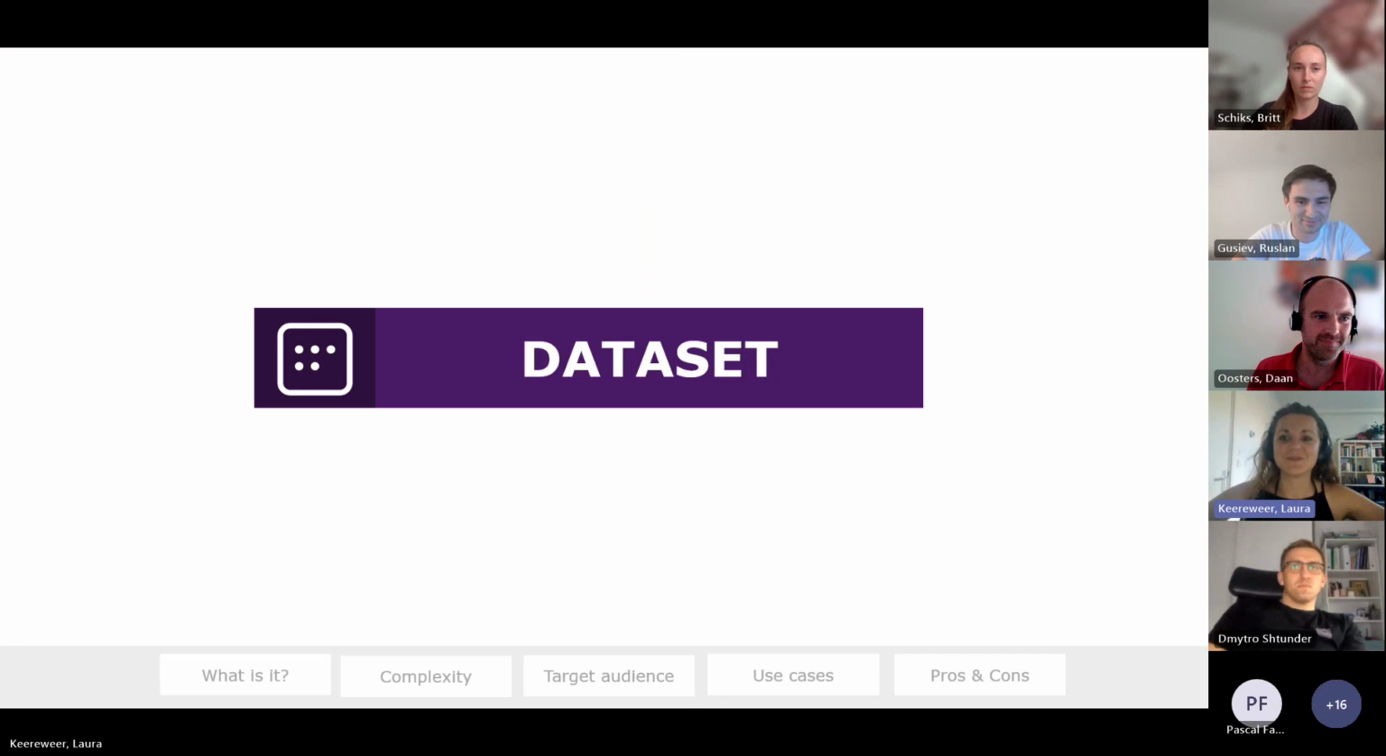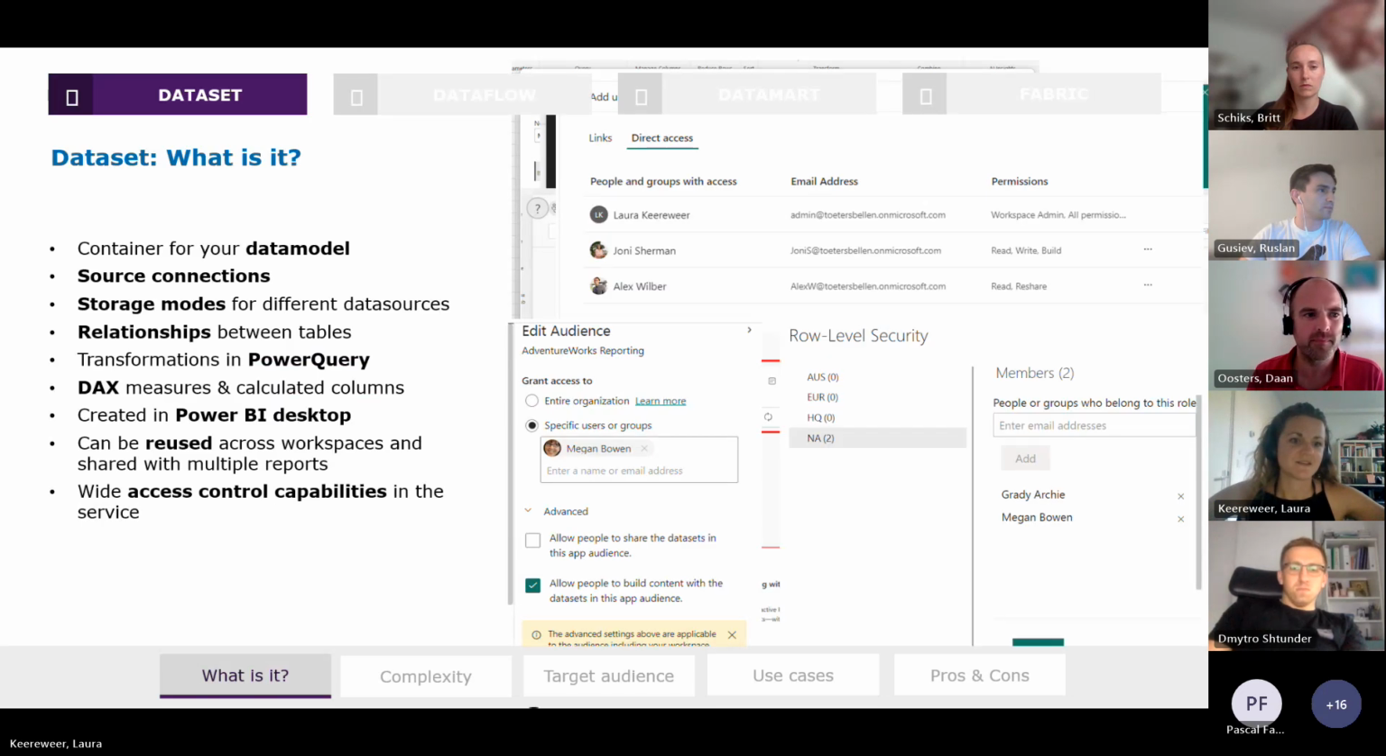Okay, well, let's just step to the data set. So I'm here to present the most familiar data preparation tool in Power BI. And most people don't know initially, but when you're creating your first reporting in Power BI Desktop, you're also creating a data set. So a data set, what is it? A data set contains your data model. It contains the source connections, which enable you to connect to your data. It contains the storage mode that you can set as a property to each table.